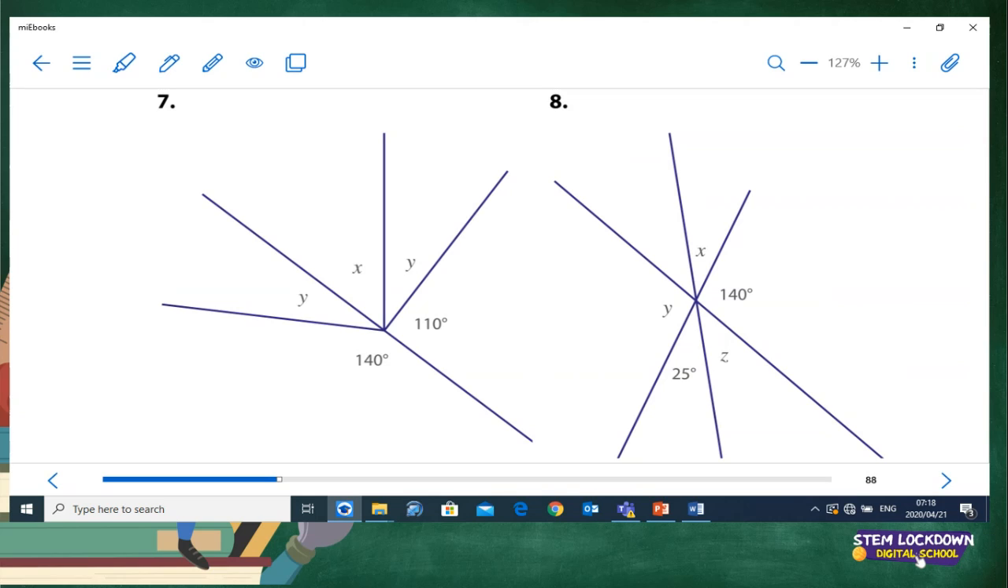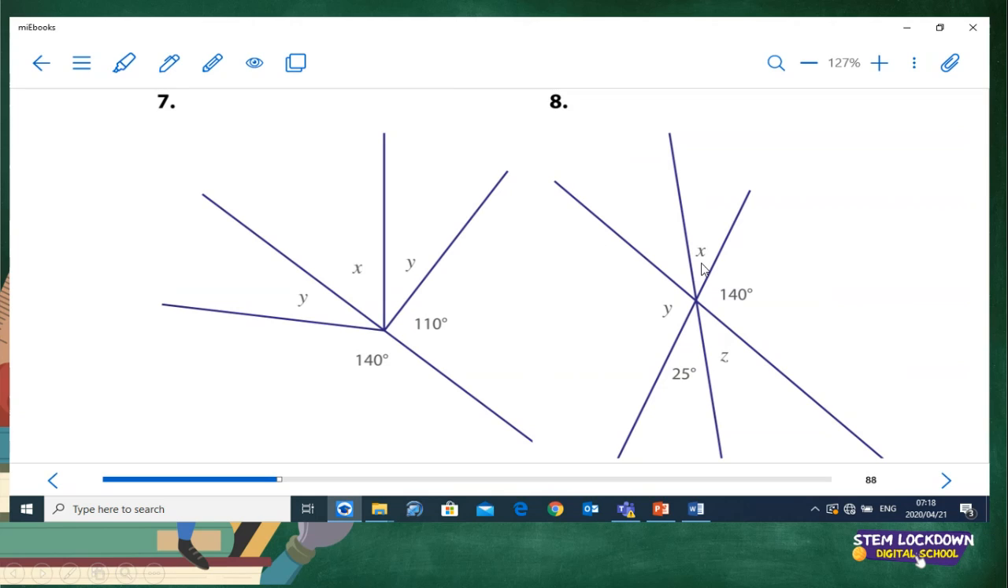Why is it 30? Because we already know the value of y, which is 40. 40 plus 110 is 150. And to complete these angles, to make it 180, what do you add to 150? You add only 30. So this means that x will be 30 degrees.